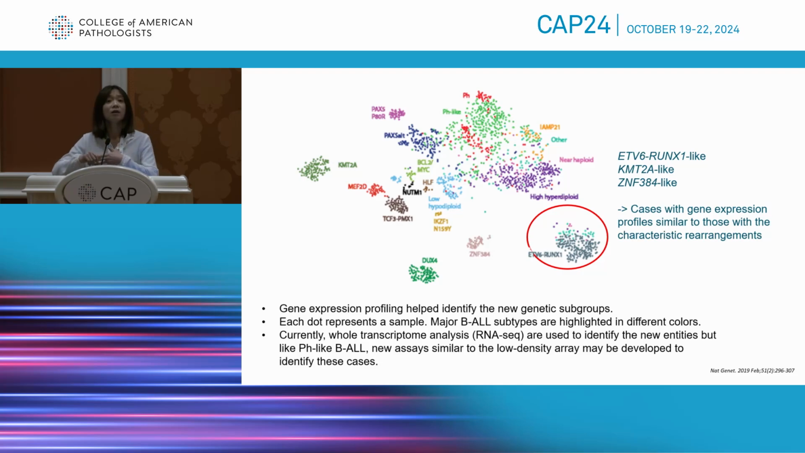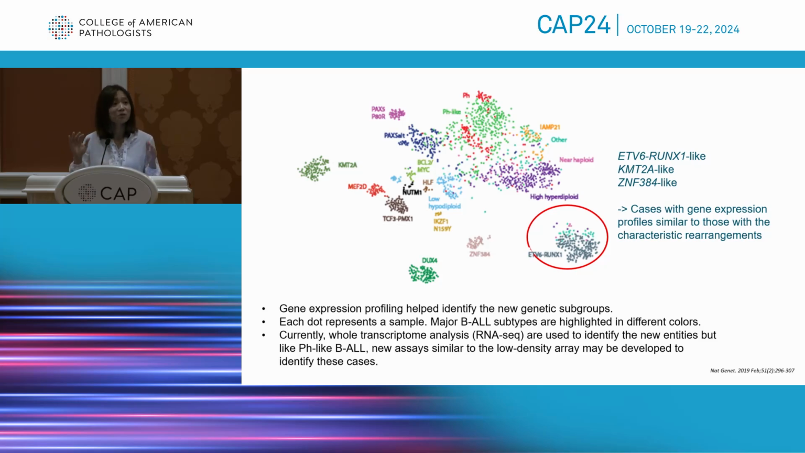We already talked about Philadelphia-like, and we are talking about this new group, ETV6-RUNX1-like. What you are seeing in the plot is that every single dot represents a sample, and all of them are B-ALL samples in this figure. They are all of different colors.